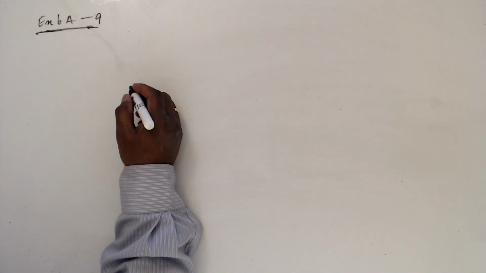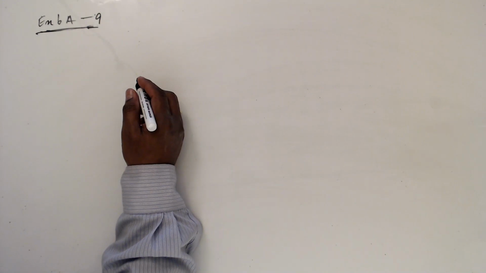Question number 9. The random variable can take any integer value from 1 to 50, given that X has a discrete uniform distribution. Now that is 1 to 50.